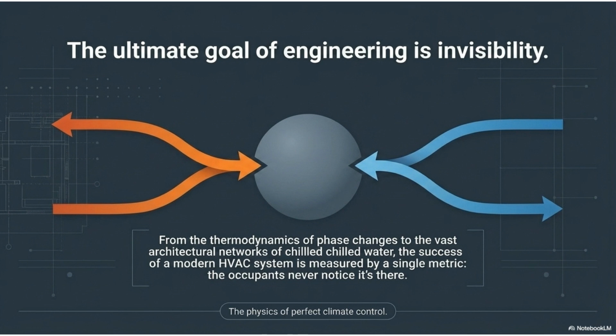The ultimate goal of engineering is invisibility. The success of a modern HVAC system is measured by a single metric: the occupants never notice it's there. This is the physics of perfect climate control.